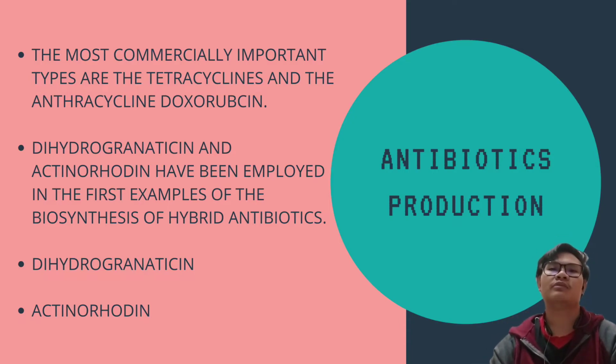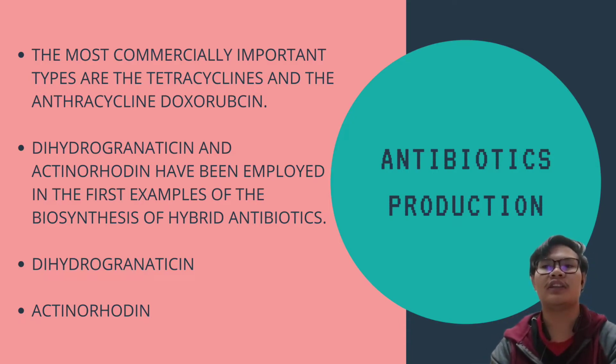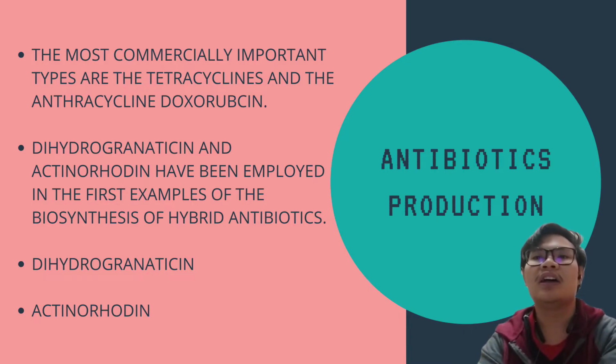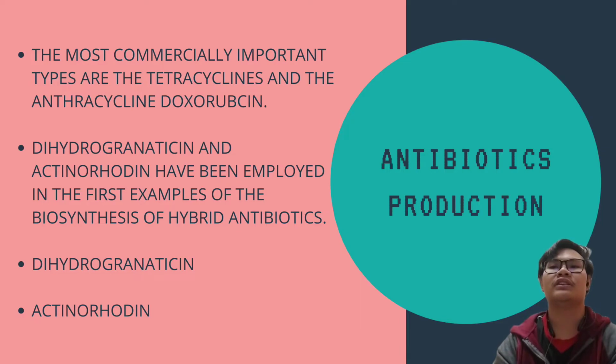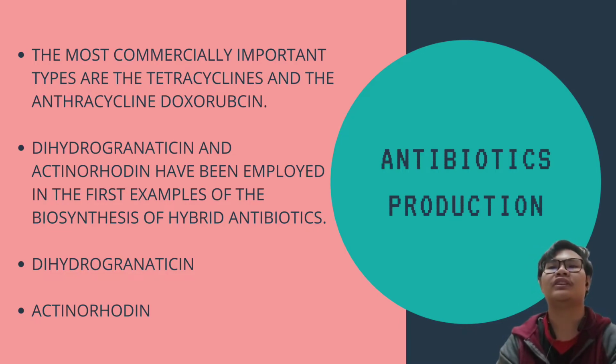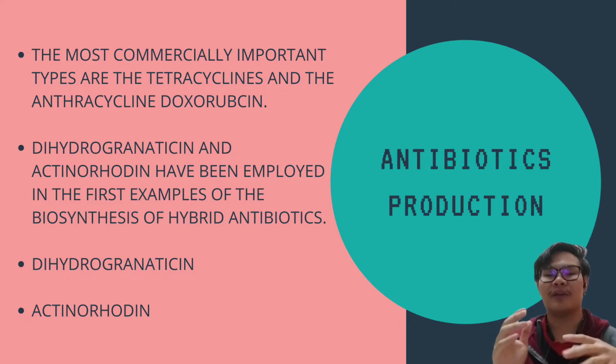The most commercially important types are the tetracyclines and the anthracyclines, daunorubicin. Included in this family are the isochromanequinones, dehydrogenases, and actinorhodin. Their biosynthesis genes are the best characterized for antibiotics. This is because the genes for the synthesis of the isochromanequinones, dehydrogenases, and actinorhodin have been employed in the first example of biosynthesis of hybrid antibiotics.